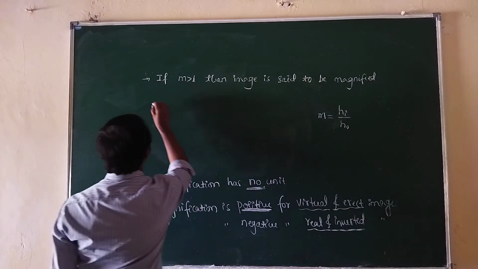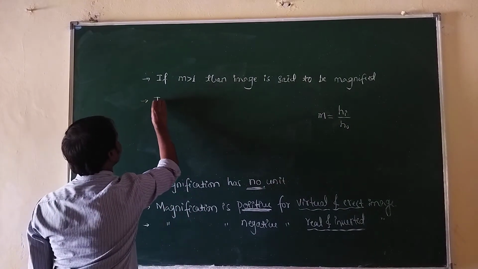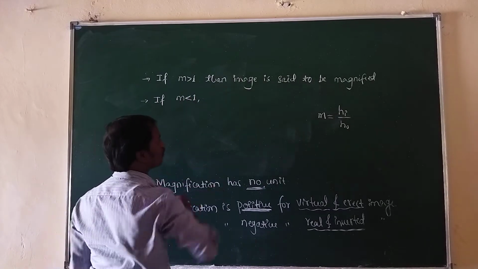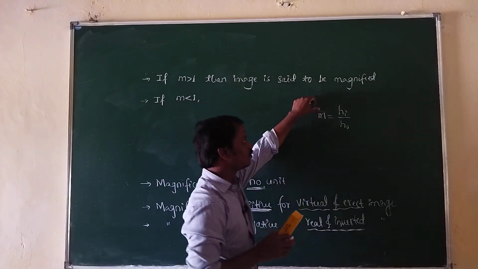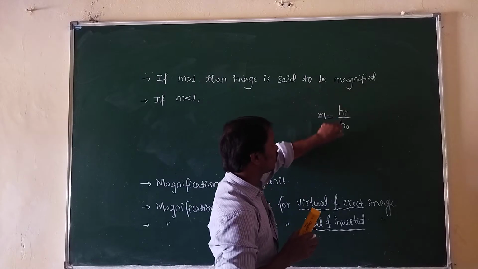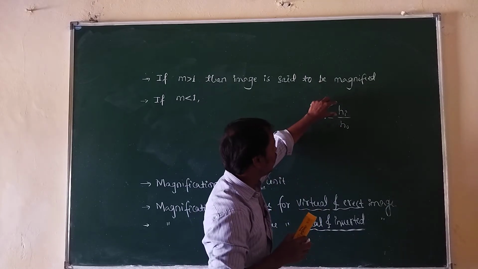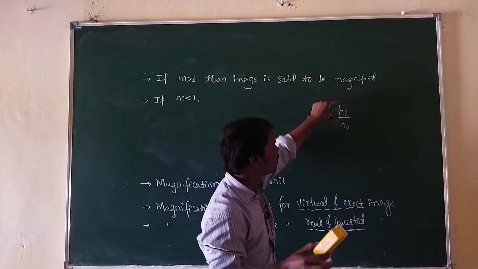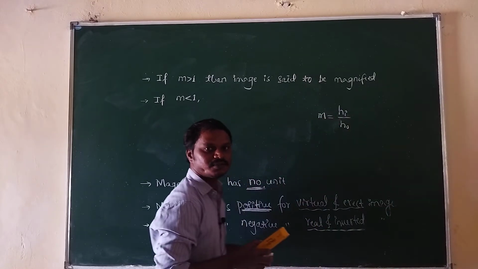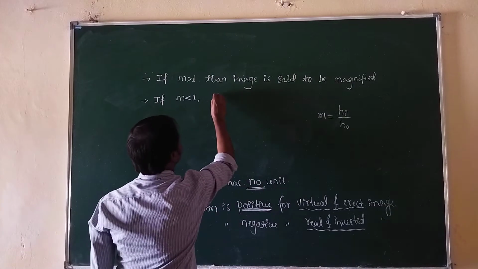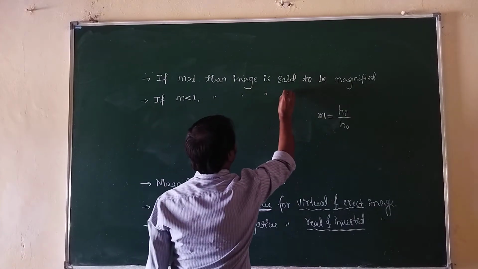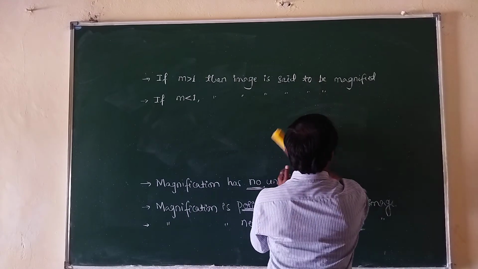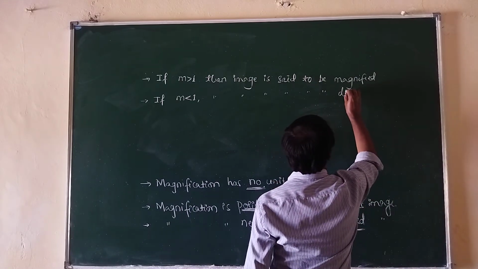And next one. If m is less than 1, it means the numerator is less than the denominator, that is, the height of the image is less than the height of the object, then the image is said to be diminished.